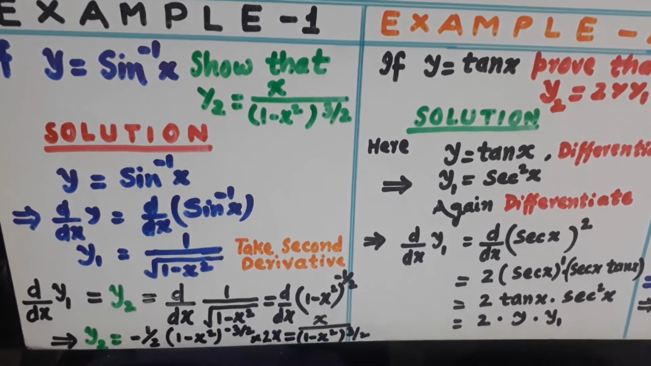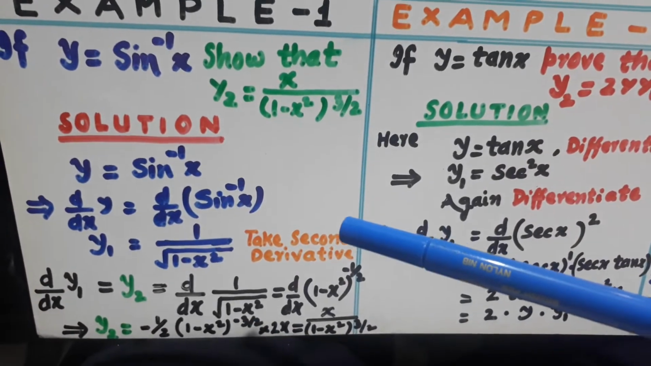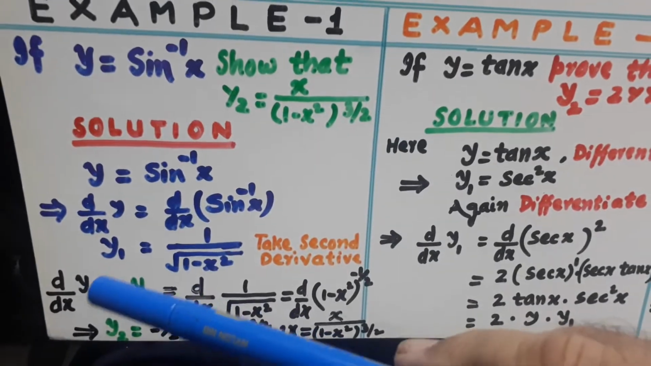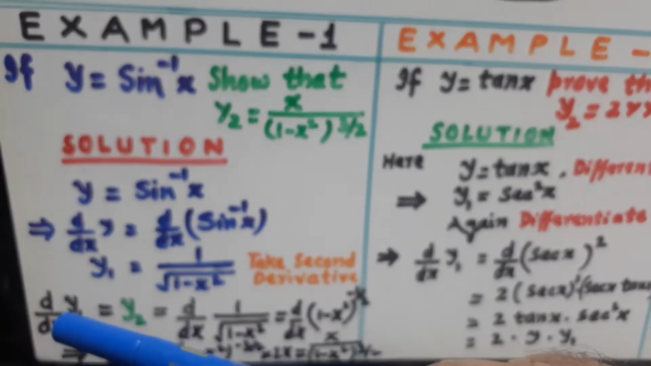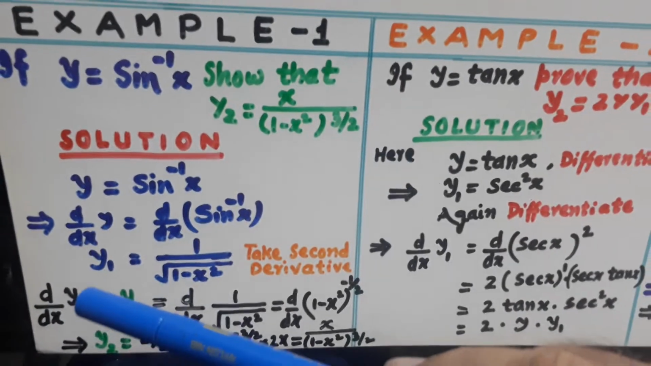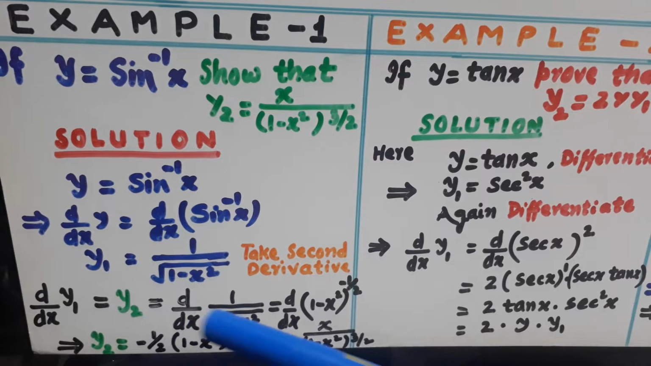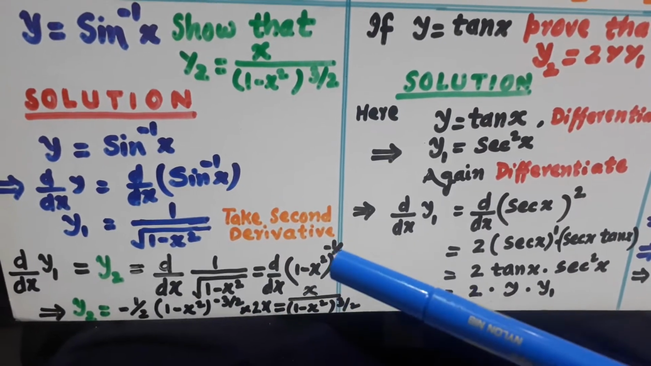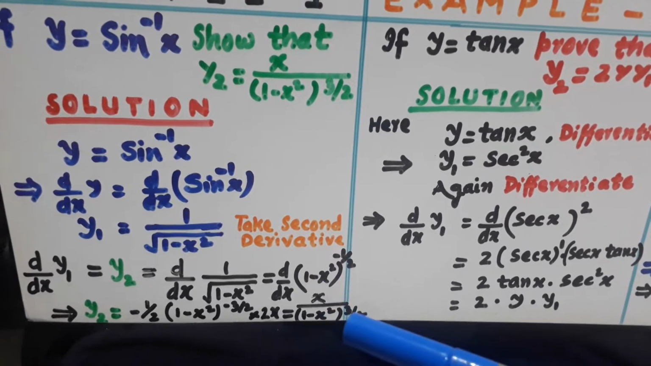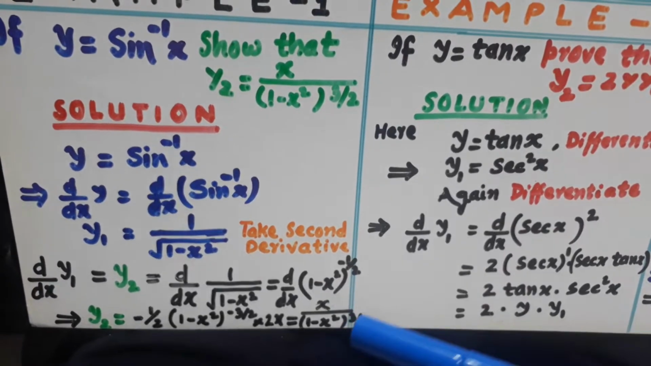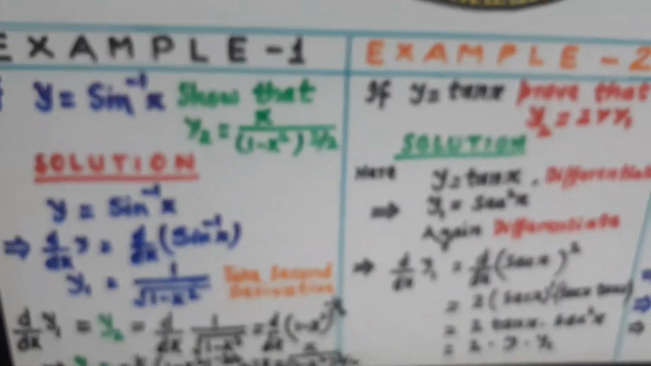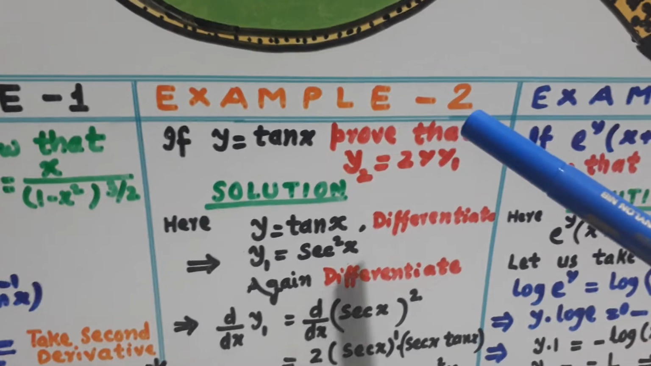minus x square. Let us take second derivative, because we are interested to find the second derivative. Derivative का derivative. So d/dx of y1, d/dx is derivative of the first derivative, it becomes second derivative. So when we take this derivative, what we will get is x over (1 minus x square) raised to power 3 by 2. On solving this, we get this. Let us go to example number 2.